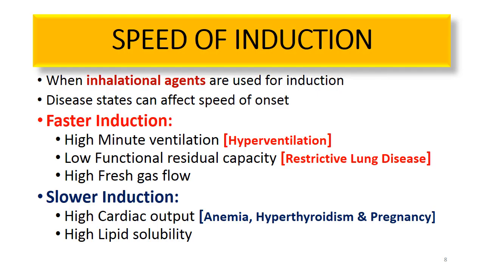When we talk about the speed of induction of an inhalational agent, the disease state of the patient can affect the speed of onset of anesthesia. Faster induction happens with high minute ventilation. When the patient is in a hyperventilation state, induction is faster. Also with lower functional residual capacity, as in restrictive lung disease, and high fresh gas flow. Slower induction happens with high cardiac output states like anemia, hypothyroidism, and pregnancy. Another factor is the high lipid solubility of the inhalational agent.